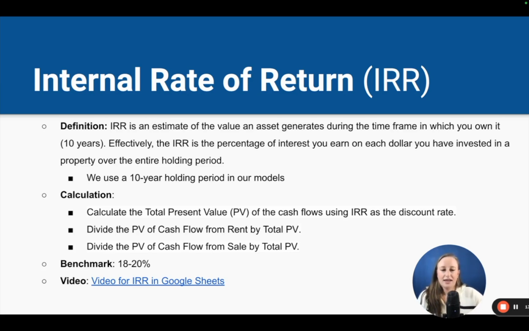The first thing that we're going to see in our overview is the IRR, or the internal rate of return. This is an estimate of the value that an asset generates during the time frame in which you own it. For all of mine, I model it as a 10-year hold, but you can adjust that for your own purposes. Essentially, the IRR is the percentage of interest that you're going to pay on each dollar that you've invested into a property over its entire holding period. And then here I have how to calculate the IRR.